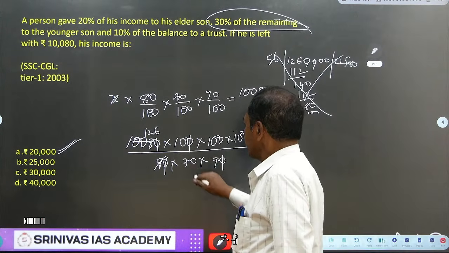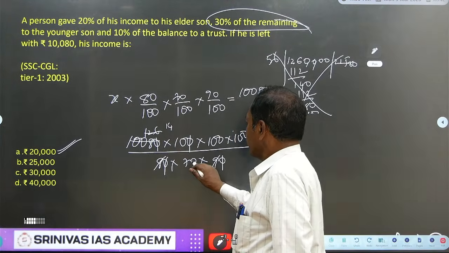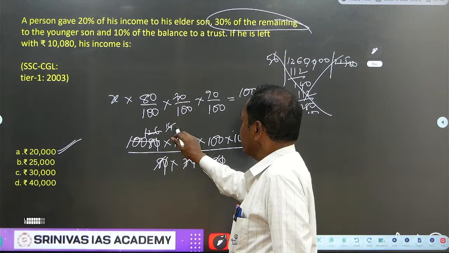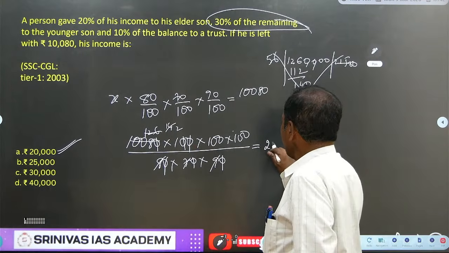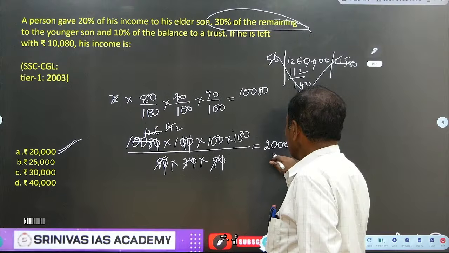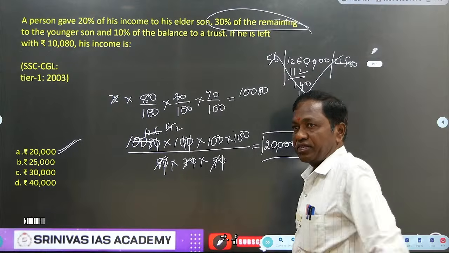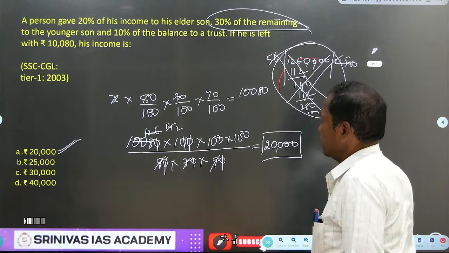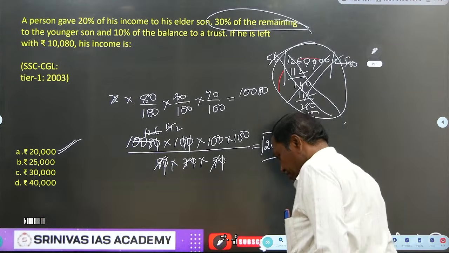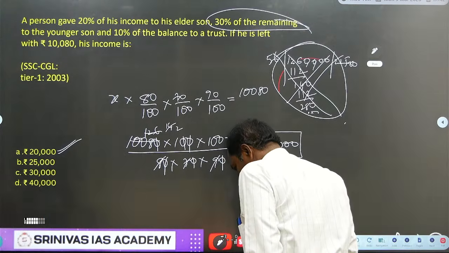This 0 and 0 get cancelled. 9 ones are 9, 14. Okay. And this one, this 0 and 0 get cancelled. 7 twos are 14. And that 2 is left with 2. How many zeros are there? 4 zeros. So 20,000. I did something wrong here. Not 56, that's right. Okay. Divisible by, yes.